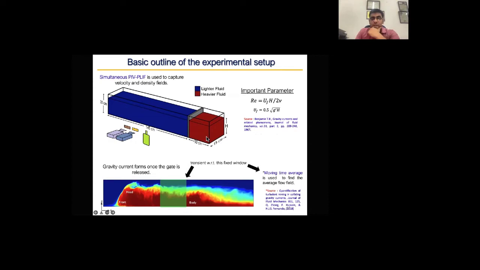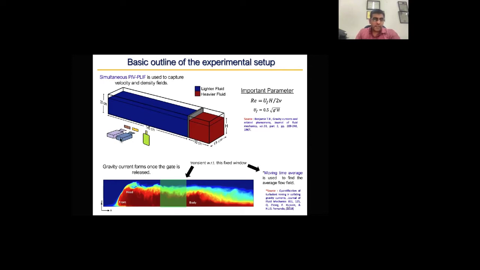So we set up a lock exchange system where we put a denser fluid here, and we put a lighter fluid here. And we did experiments for a different range of Reynolds numbers, starting from 485 all the way to 12,000. So we did 12 experiments, and this is just a representative of how the gravity currents look. We have stitched different images. We use a laser to illuminate one particular portion and two cameras.